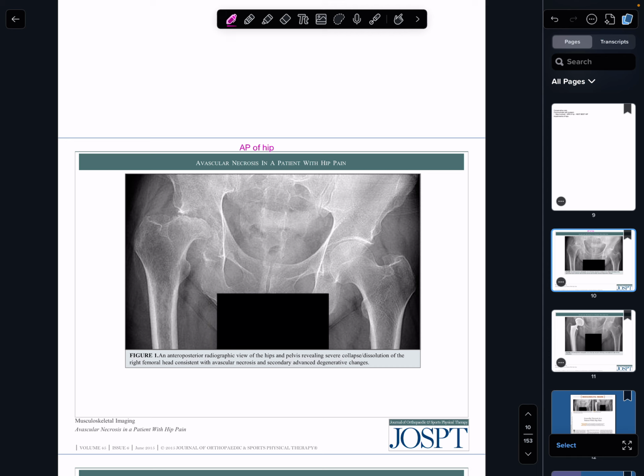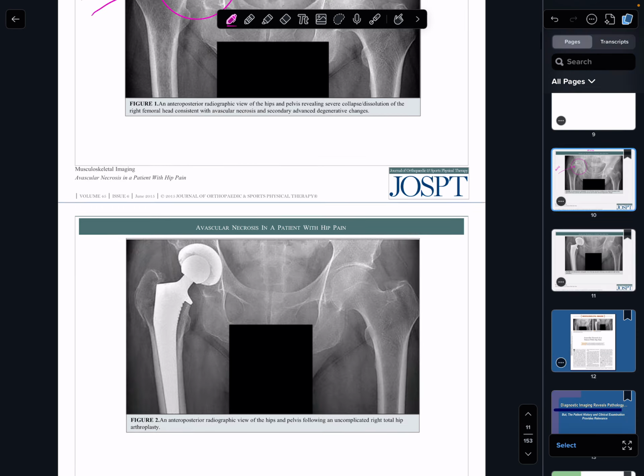They call it severe collapse, dissolution of the right femoral head, consistent with AVN, and severe advanced degenerative changes. And so this is probably the symptom generator, right? The fellow went on and had a total hip.